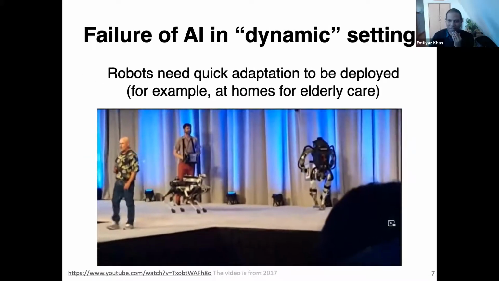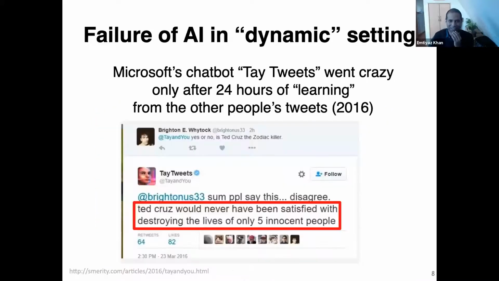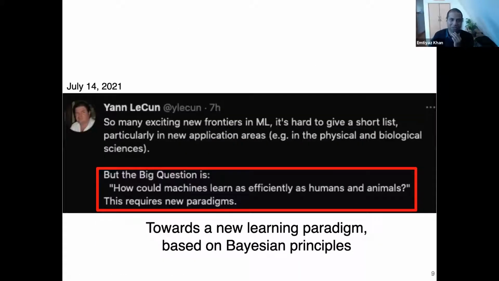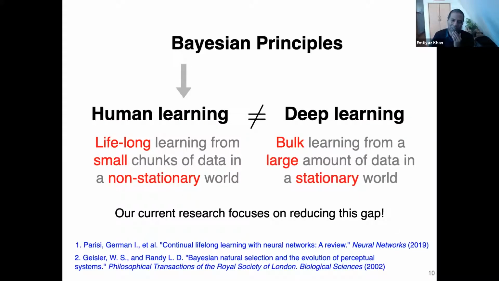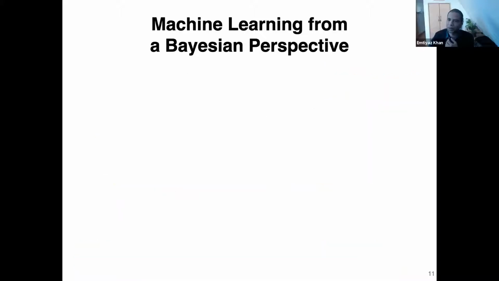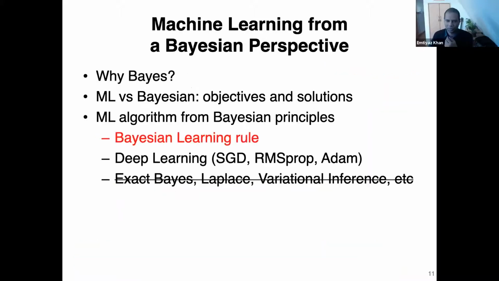Then I showed you some failures of AI in another setting, and then talked about what we really need to fix in the system. And then I argued that because Bayesian principles explain the human side of learning, the learning of cats and dogs and living beings, our hope is that now we can use the same principle to unify machine learning algorithms, and that is the focus of this talk. So basically, we went through the first two parts.